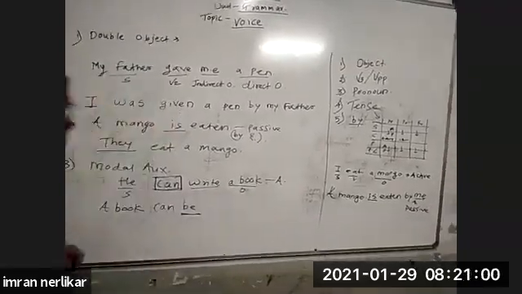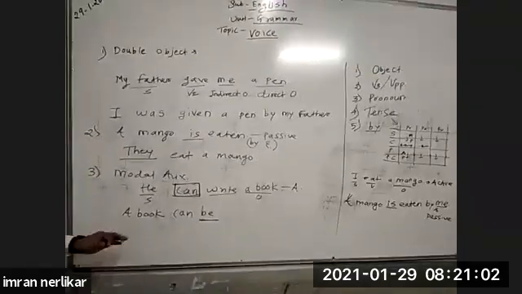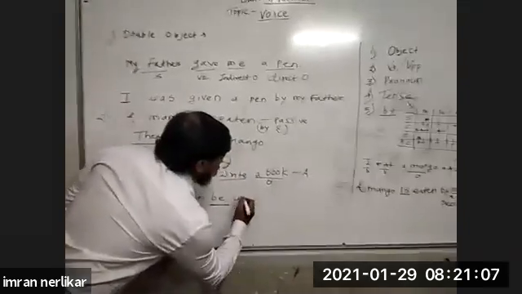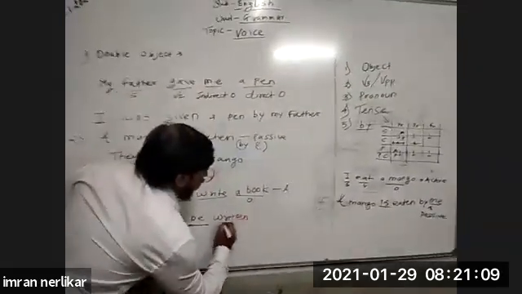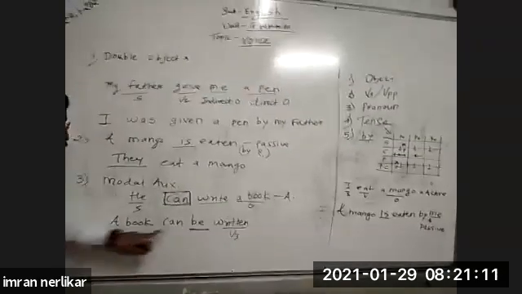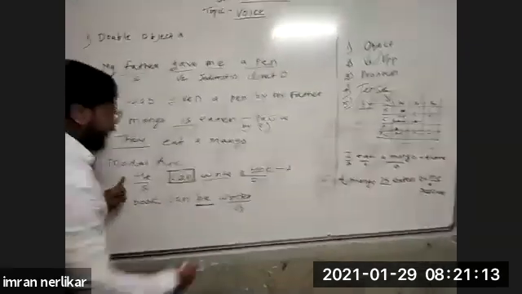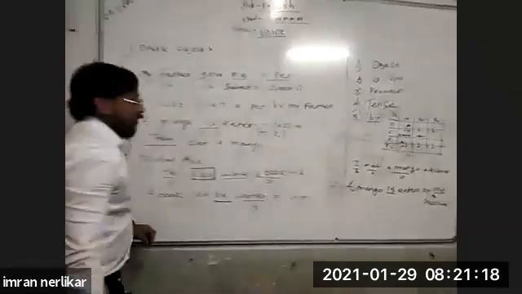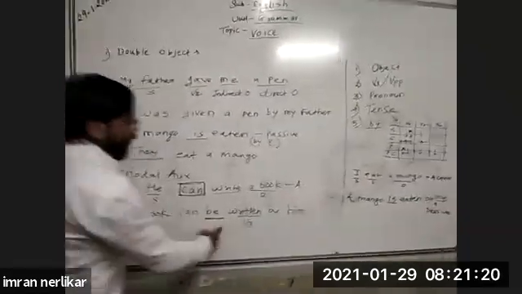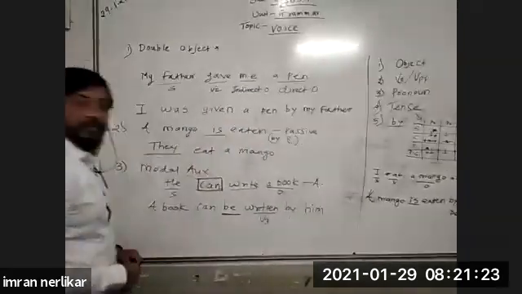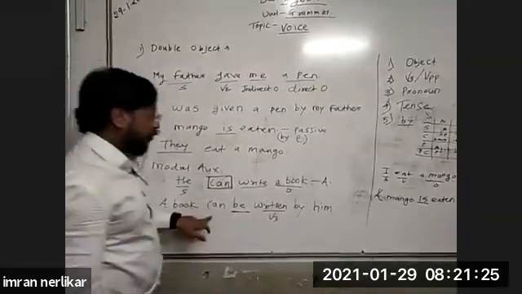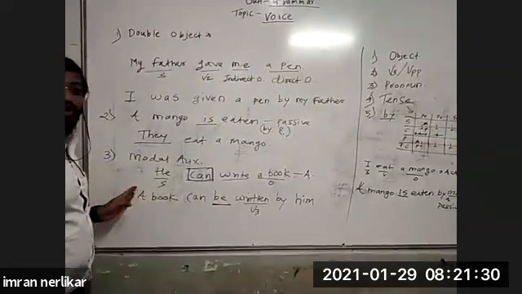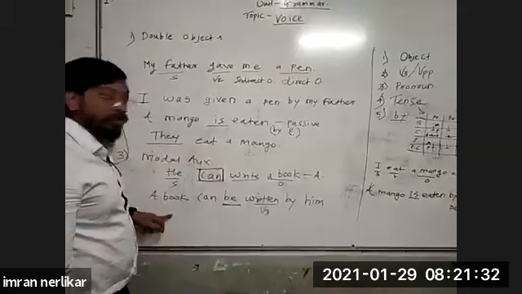Write, wrote, written. V3, that is third form of write, is written. A book can be written by, he becomes him. A book can be written by him. So this is the passive form of this sentence, active to passive.